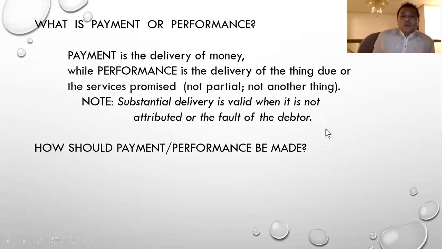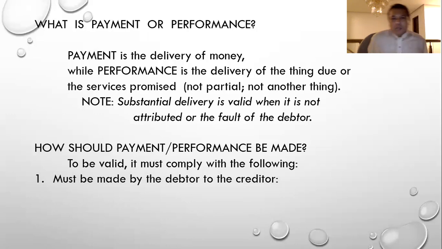So the debtor could no longer source 10,000 sacks of rice. He was, however, able to garner around 9,000 sacks of rice. So in this case, there was a substantial delivery. Instead of 10,000, he delivered 9,000 sacks of rice. And in that case, it was valid, no? Because it was not his fault and there was a shortage of palay after he made that promise or obliged himself after he made the contract.